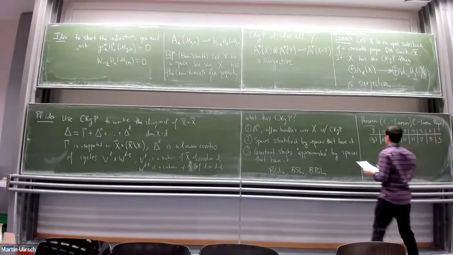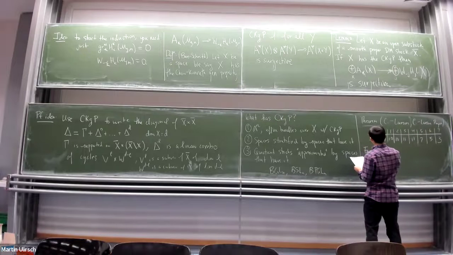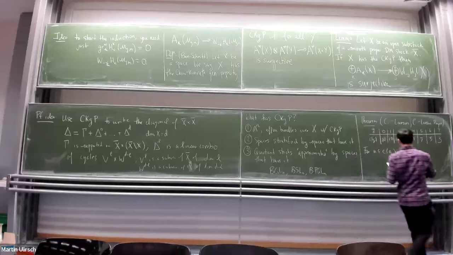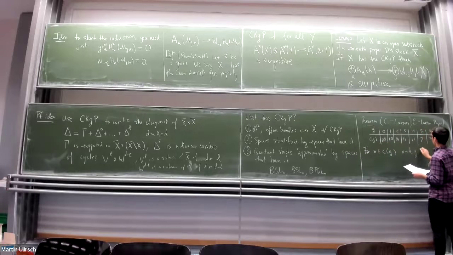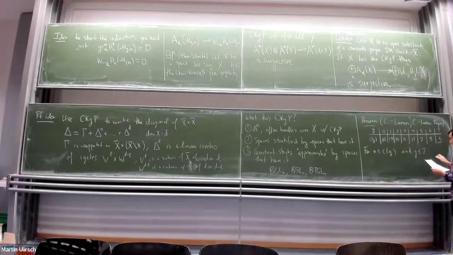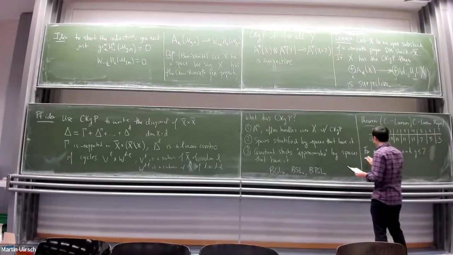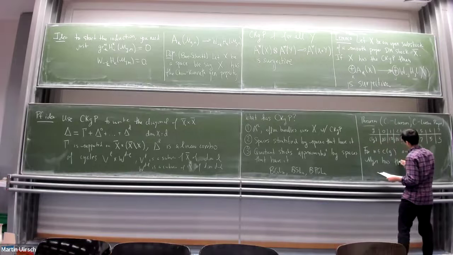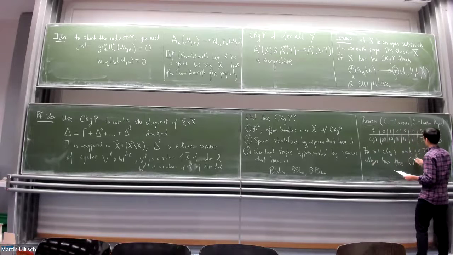Okay, so for n, M_{g,n} bar, or g and n, and g up to 7, we have that M_{g,n} has the CKGP.